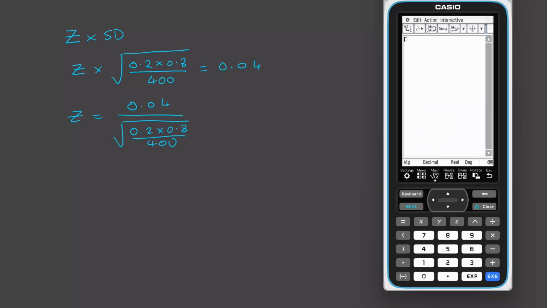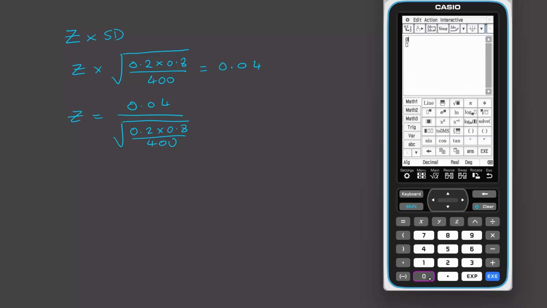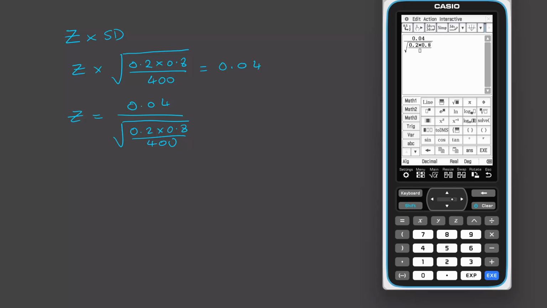And so we get 0.04 over the square root of 0.2 times 0.8 over 400. And that gives us 2. So we know that Z is equal to 2.